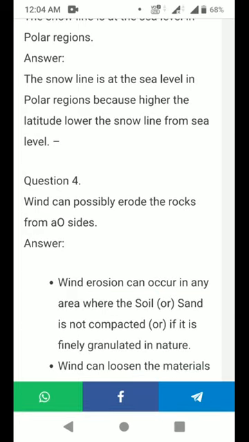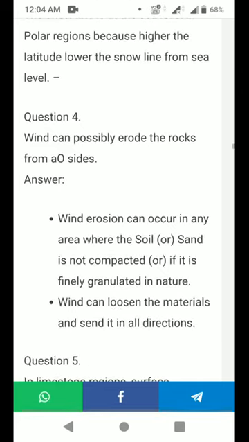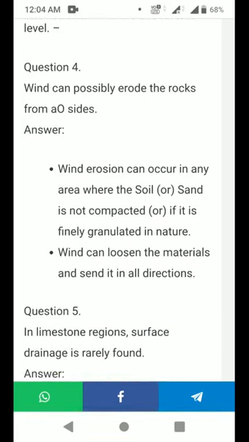Question number 4. Wind can possibly erode the rocks from a side. Answer: wind erosion can occur in any area where the soil or sand is not compact or is finely granulated in nature.